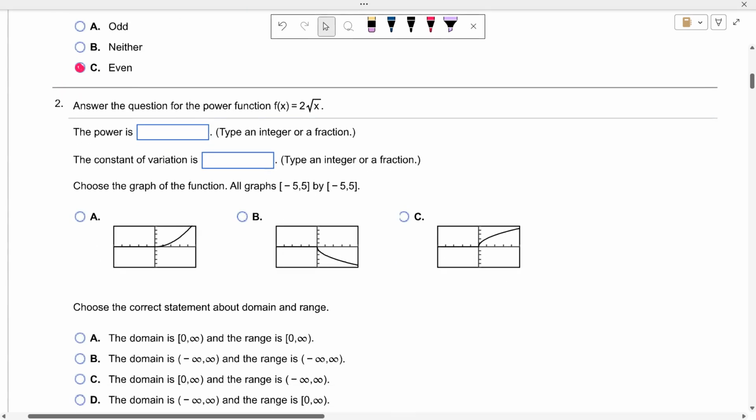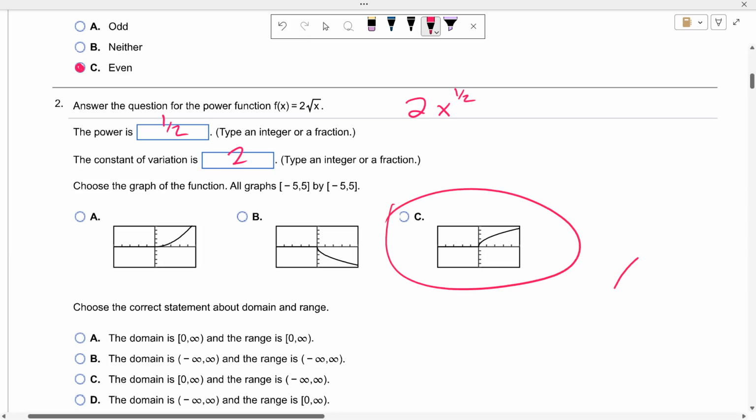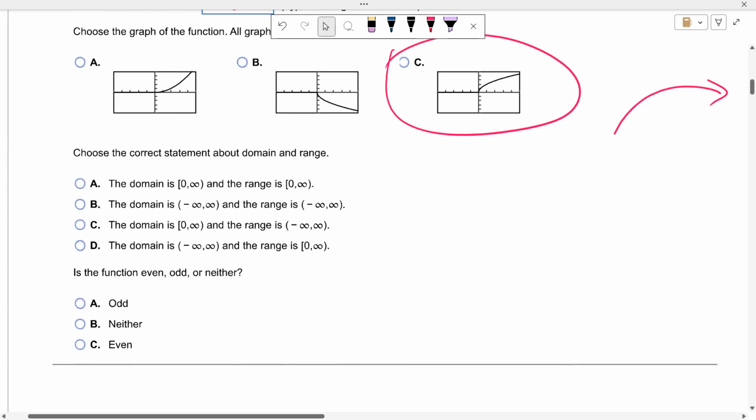This one, what's the power on this function? What's the power on a square root? 1/2. The power of a square root function is 1/2. So the power is 1/2. The constant variation is 2. And earlier before lunch, I showed you what a square root looks like. And that looks like A, B, or C. C. It goes up like that. Okay, square root functions go like that. That's one of our 12 basic functions.